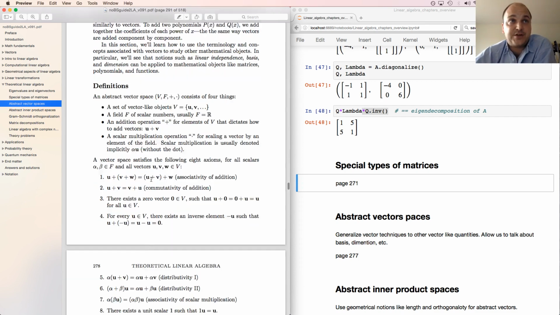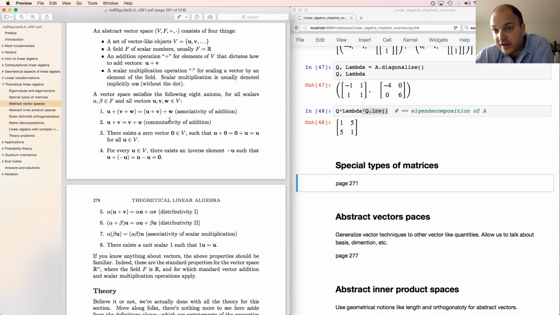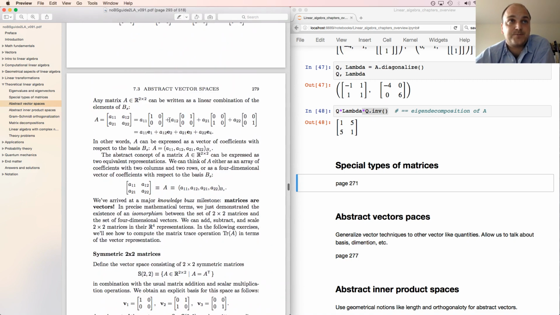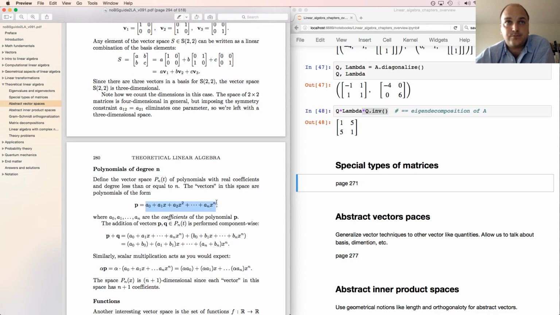So what does it mean to be a vector? It is to obey these 8 properties. So if you can add together vectors, if you can scale them, then you are vector-like. Let me give you an example: the polynomials. This is a polynomial of degree n, and as far as we're concerned, this is a function.